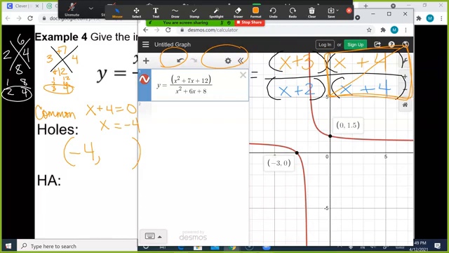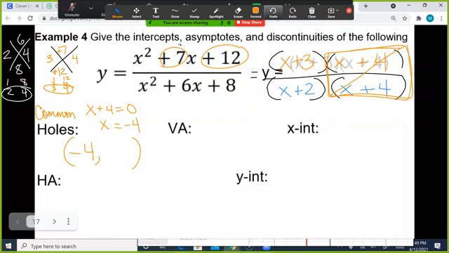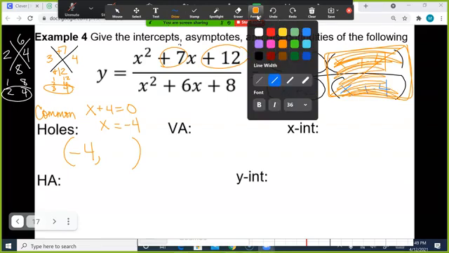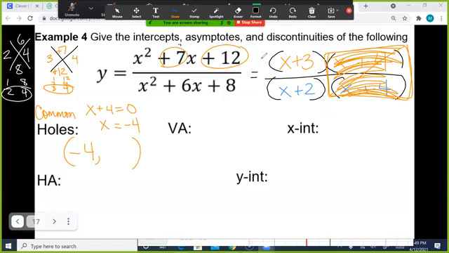But the way we figure it out algebraically, going over it, you take your reduced form. So right now, I'm going to cancel out my hole. This is my reduced form. What can I write as my reduced form? Right. y equals x plus 3 over x plus 2. You take your x coordinate and you plug it in for the x's, and then you just divide the numbers to figure out your y.